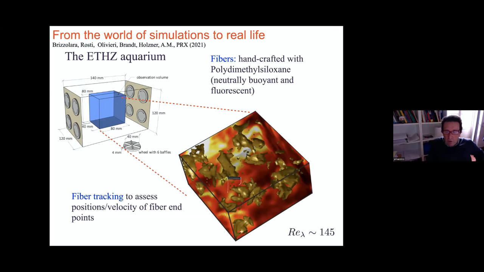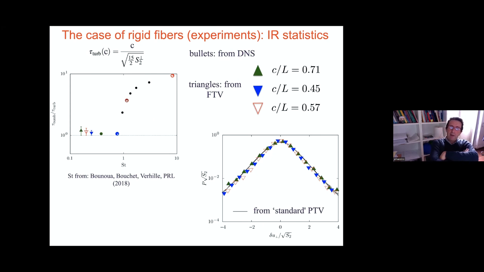We test this also in terms of experiment. The experiment has been done in the aquarium at ETH in Zurich. And unfortunately, I have no time now to give details on that. Let me only show the final result. The final result is reporting these two pictures. In the one, you can see that there is a plateau. This is a tumbling time normalized by the turbulent turnover time. There is a plateau, the value of which is around one.